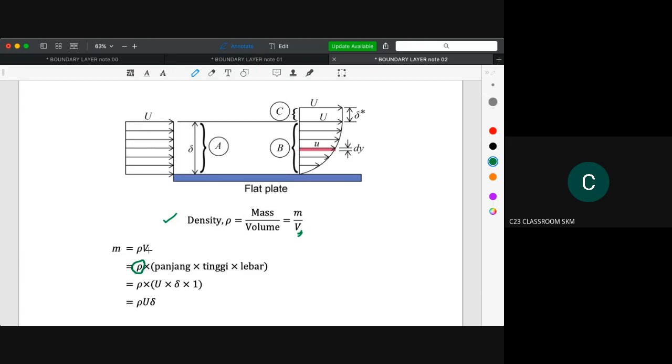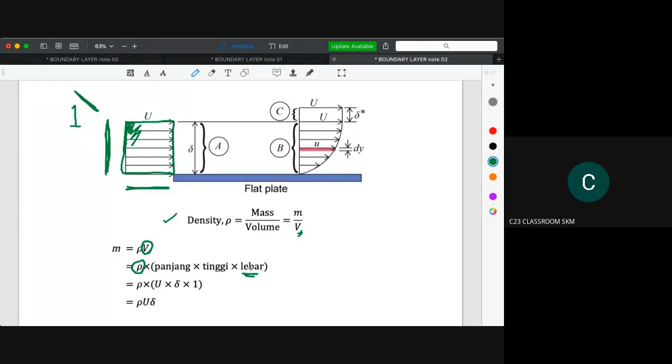Then to calculate the volume, it is okay for us to calculate the volume of this velocity distribution, meaning the volume for this area. We get the length of this one, multiply it with its height here, and then multiply with its width. If you have a 3D shape, you need to multiply with the width. To simplify our calculation, we just assume that the width here is equal to 1 unit.